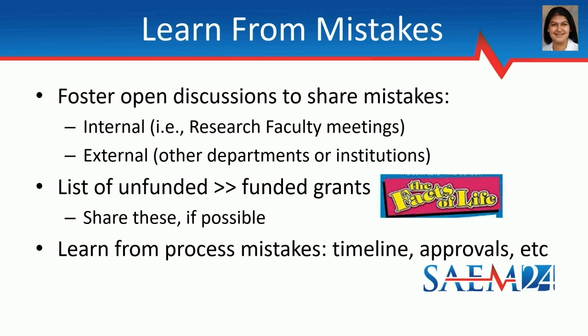And then learning from your mistakes. I'm pretty transparent about the number of grants that I've submitted and not gotten funded. I literally made a table. One column is everything I submitted and didn't get funded, and the other column is a lot shorter. It's the things I have submitted and that did get funded. And I share that openly with the faculty.